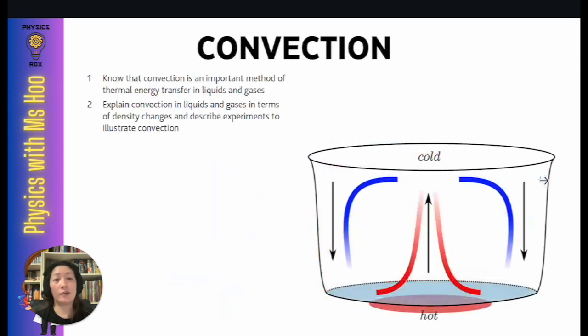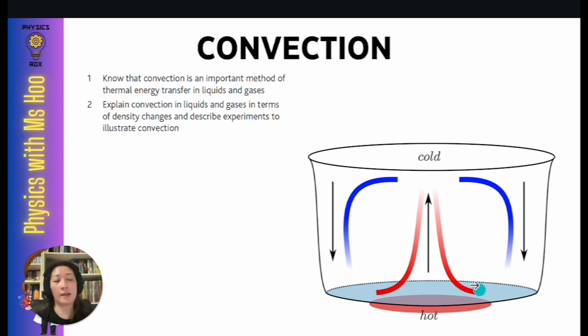Next, you need to know about convection. You need to know that convection only takes place in fluids. That means liquids and gases. You also need to be able to explain convection in liquids and gases in terms of density changes and describe experiments to illustrate convection. So we have on the side here a diagram just to show us what happens during convection. Let's say we have the heat source at the bottom.